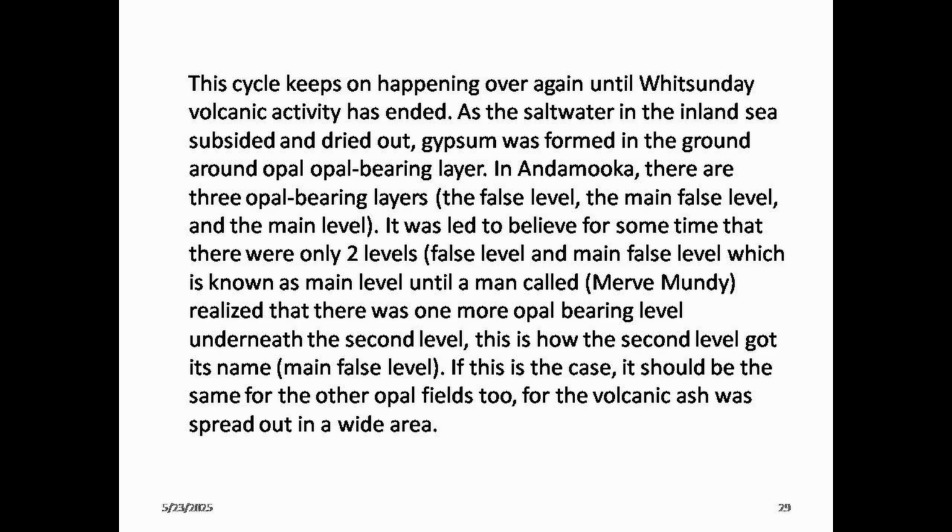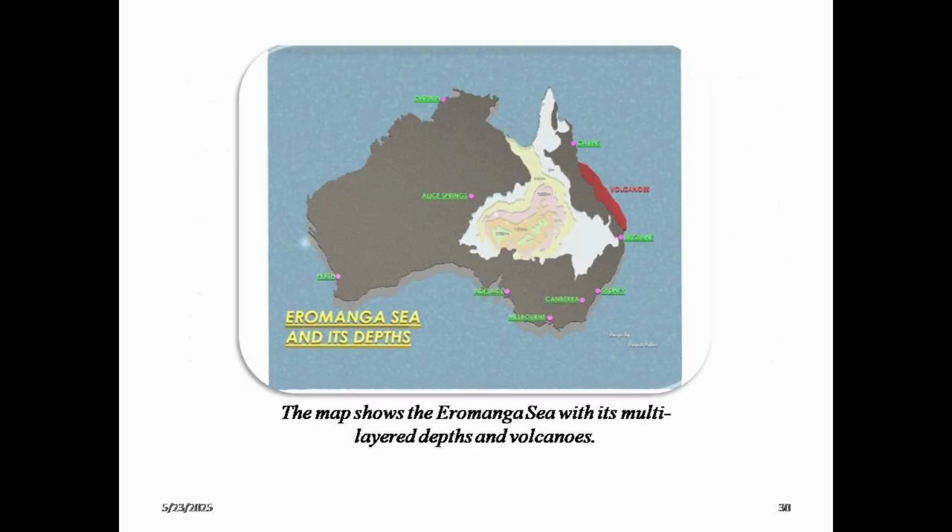If this is the case, it should be the same for the other opal fields too, for the volcanic ash was spread out in a wide area. The map shows the Eromanga Sea with its multi-layered depths and volcanoes.